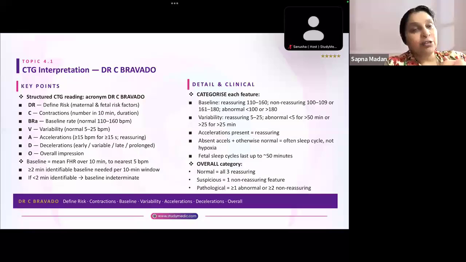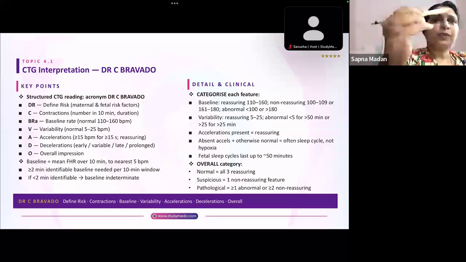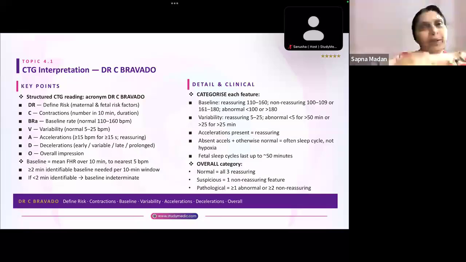Okay, so if it is around 130, it will go up to 135, it will come down to 125. So plus minus 5 beats per minute, and that is going to be your baseline rate. You have to have a 2-minute or more region of the CTG in the 10-minute period to be able to ascertain that this is the baseline rate.